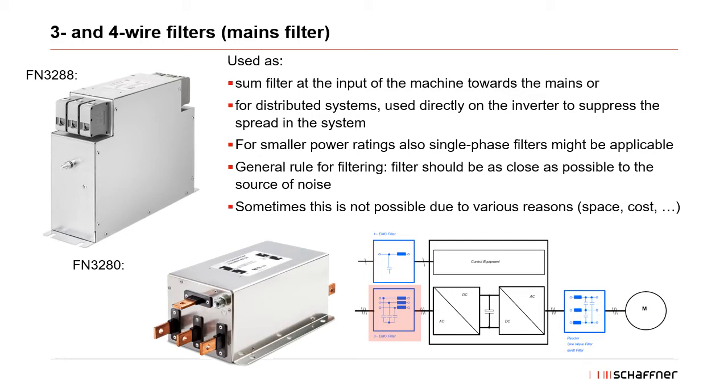For smaller power ratings, single-phase filters might also be applicable. The general rule for filtering is that the filter should be as close as possible to the source of the noise. Sometimes that's not possible, and then you need to select the position of the EMI filter carefully. What's also critical is the implementation of a low impedance ground for higher frequency disturbance, which is flowing through the capacitors back to the grid or to the noise source.